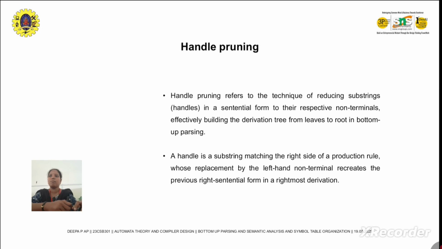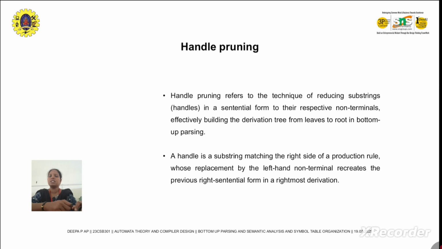Now, let us see an important concept called the handle. A handle is the substring that matches the right side of a production rule and can be reduced during parsing. Identifying the correct handle is very important in bottom-up parsing. The parser repeatedly performs shift and reduce operations until only the start symbol remains on the stack. At that point, the input string is considered syntactically correct.